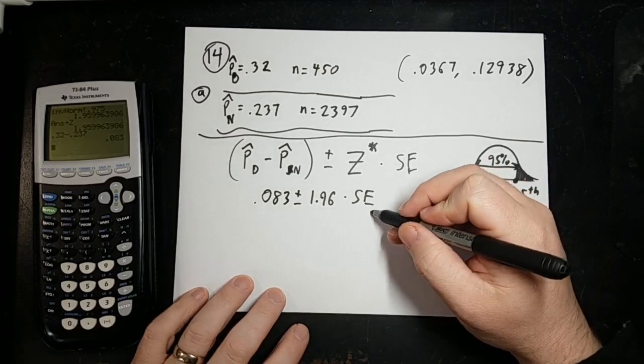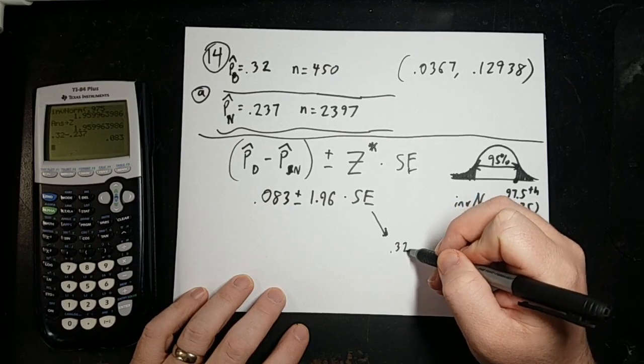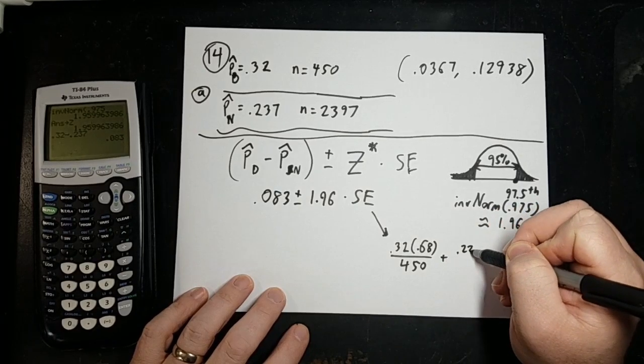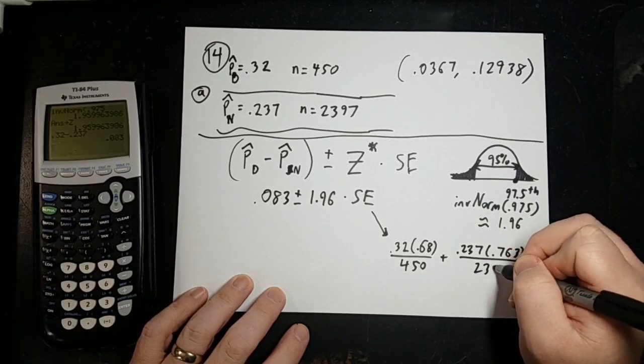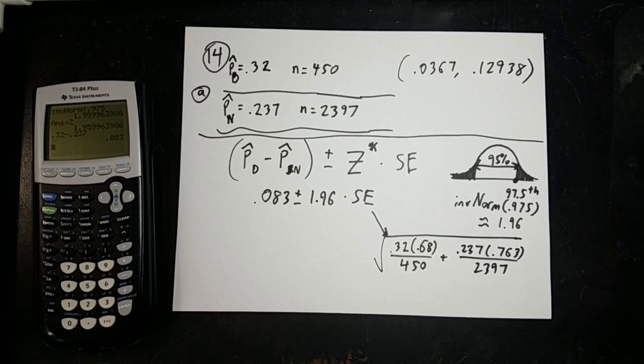So we would have to do something crazy like this, where it was like the square root of 0.32 times 0.68 over 450 plus 0.237 times 0.763 over 2397, with a giant square root around the whole thing. That's just ridiculous. Basically, if you were to calculate the individual standard error, it would be p hat q hat over n with a square root around it. Same thing for the other one. But to combine them, you'd have to square them to variance, add them together, square root them back.